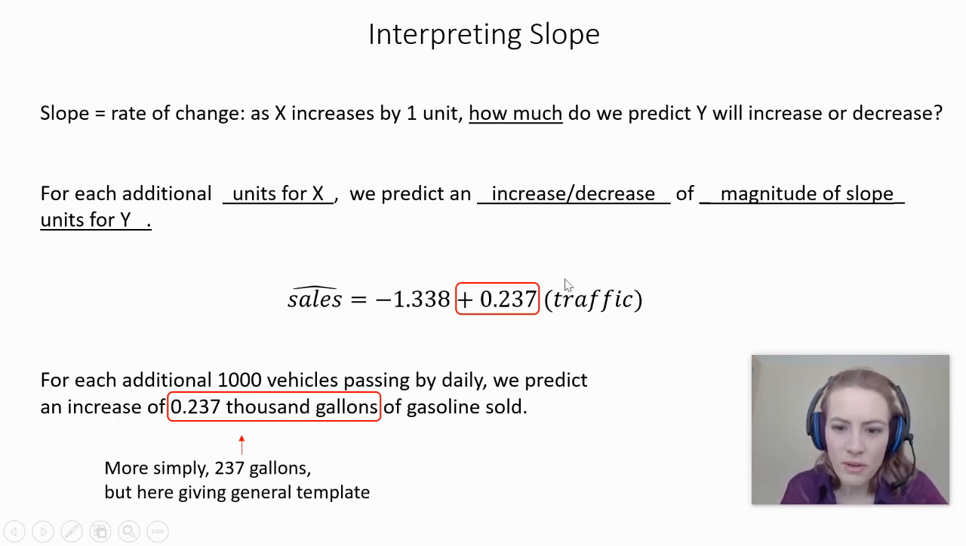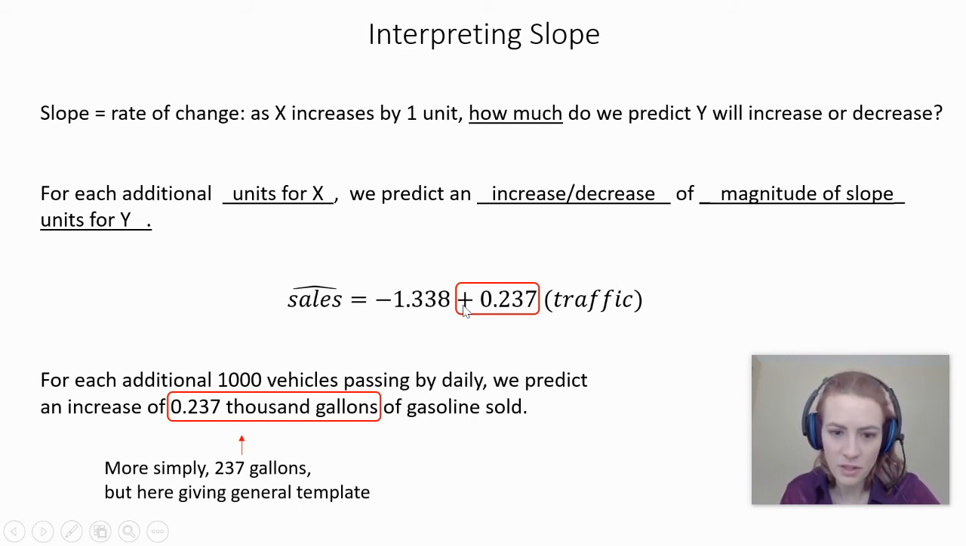And we can think about, say, the traffic goes up by 1. Well, we'd have 1 times 0.237. So this is the change associated with a 1 unit increase in X. And that's true for any regression line. As X increases by 1, how much do we predict Y will either increase or decrease?